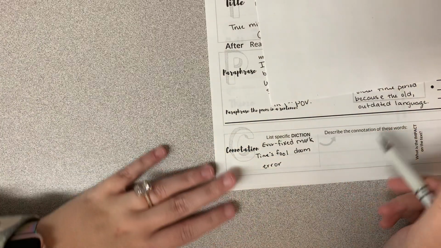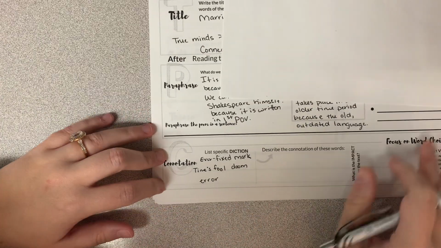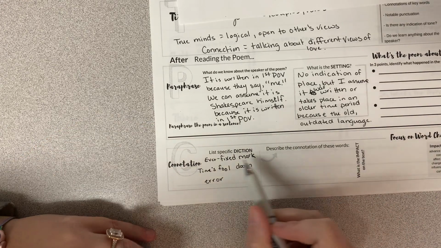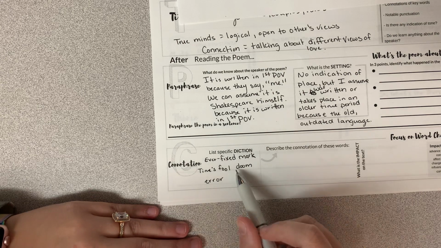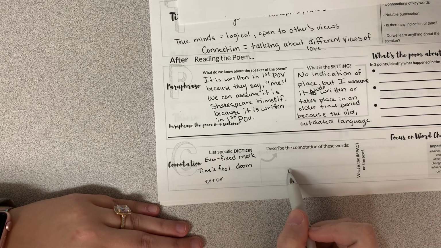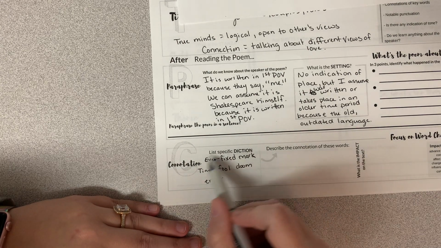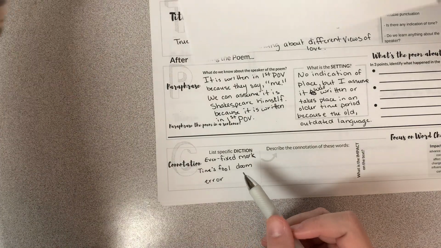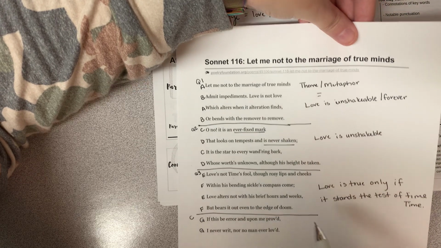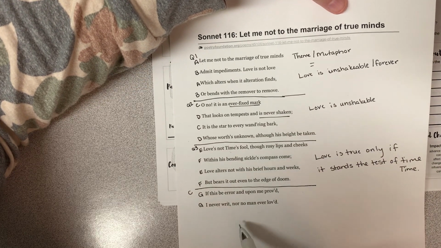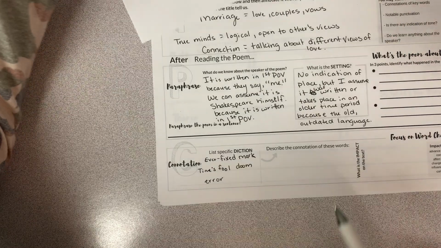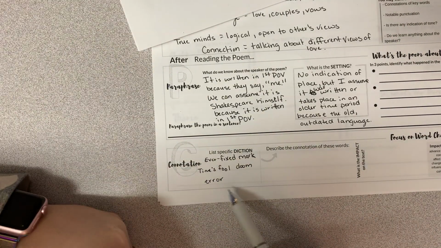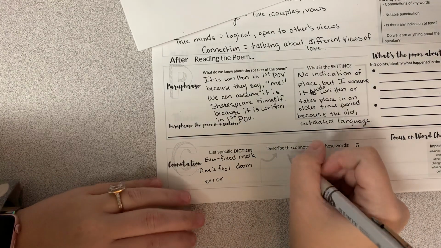When we think about the overall connotation, this section right here says describe the connotation of the words. When we think of the overall connotation of this, times, full, doom, and error are all somewhat negative, right? Yours might look a little different. Maybe you picked out instead marriage, love, rosy lips and cheeks, the more positive things. If that's the case, that's totally fine. Your list may look completely different than mine, but mine, for the most part, seems to be more negative.